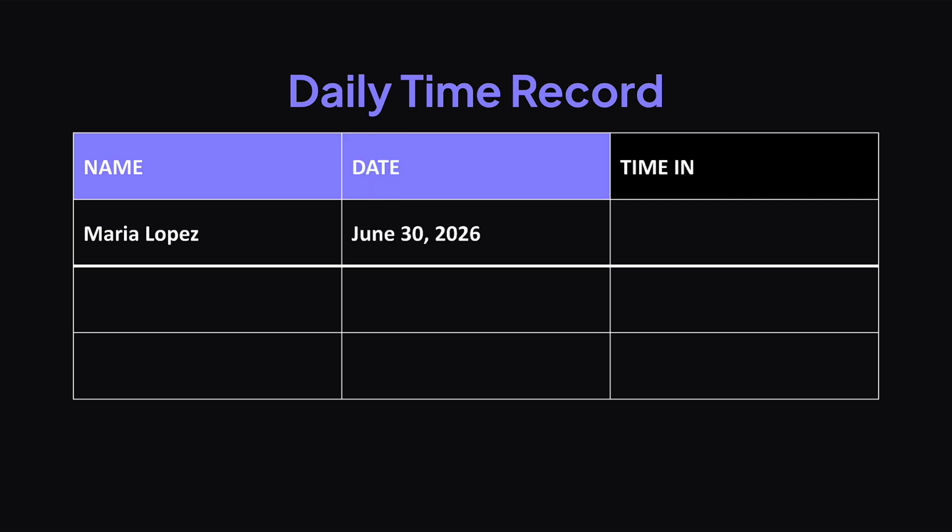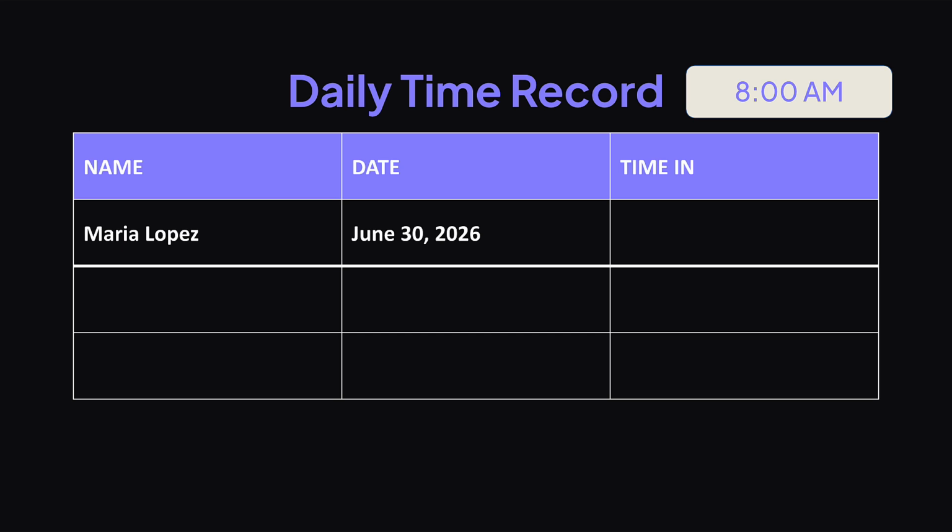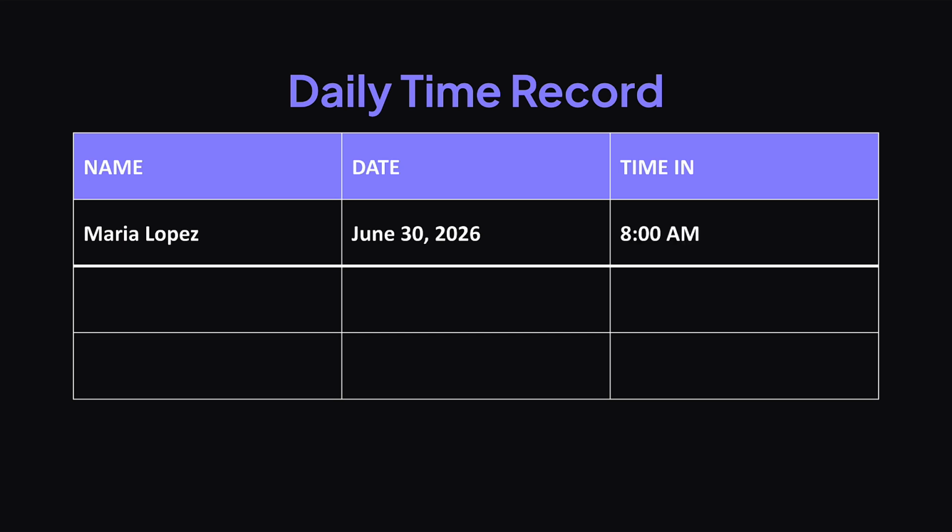One label left. Maria arrived at 8 a.m. So which label should 8 a.m. go in? The time in box. That label asks for the time she arrived. Step 4. Check your work. Every label now matches its information.